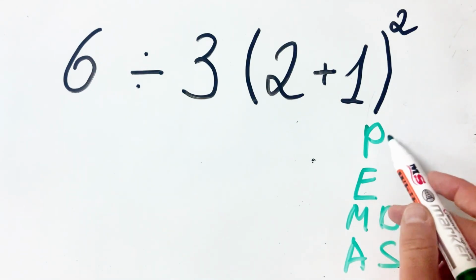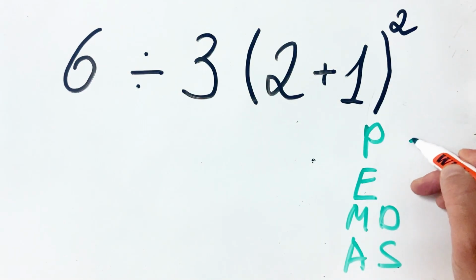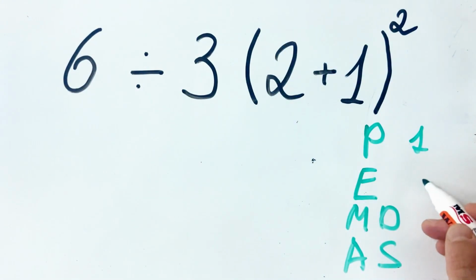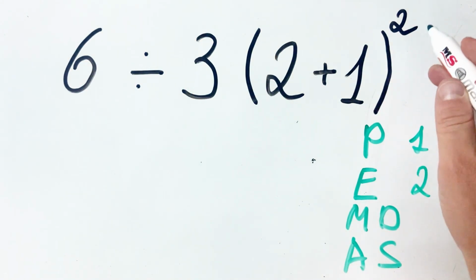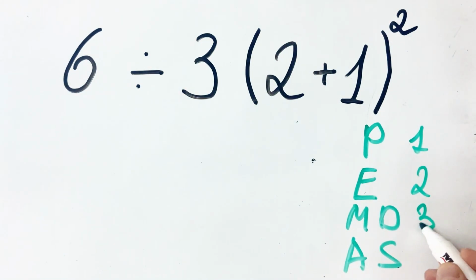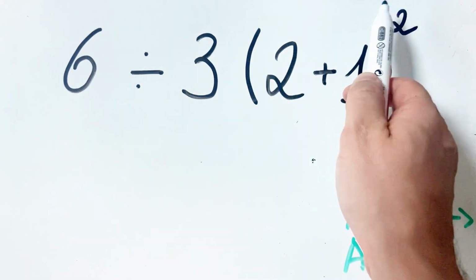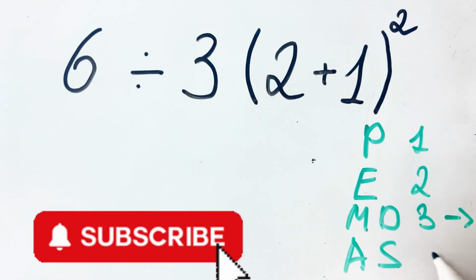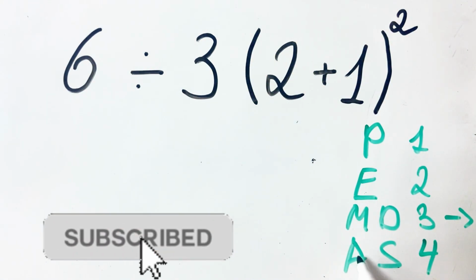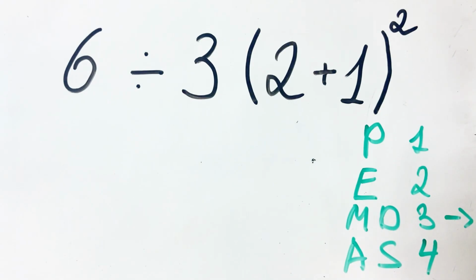In this case, we must always do first the parentheses, so we'll do this. In second place, we do the exponents. Third place, we'll do multiplication and division from left to right, and in the fourth place, we do addition and subtraction, if we have it.